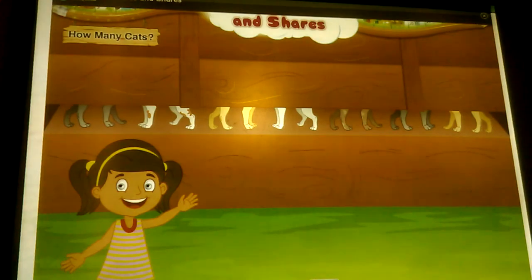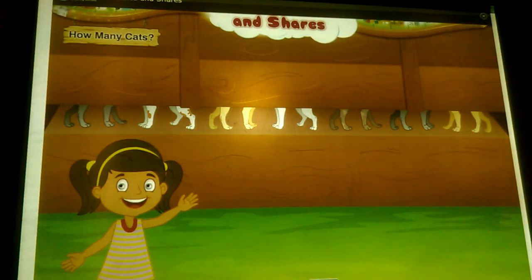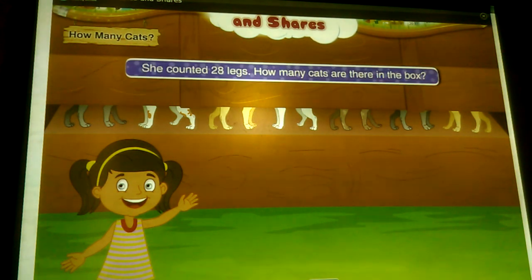How many cats? Some of Gayatri's cats were playing in a box. When she tried to count them, she could see only their legs. She counted 28 legs. How many cats are there in the box?